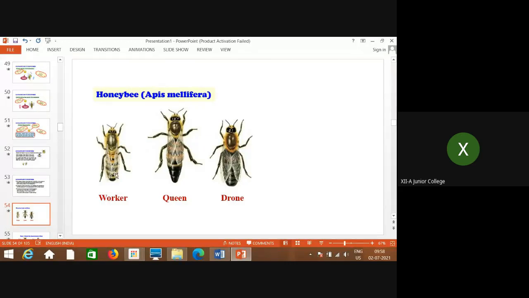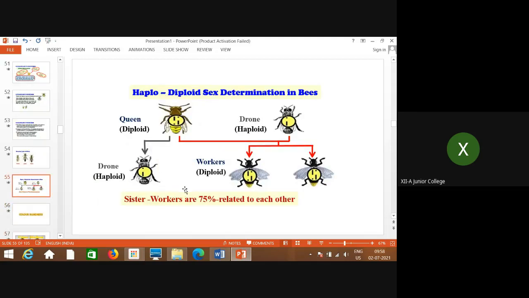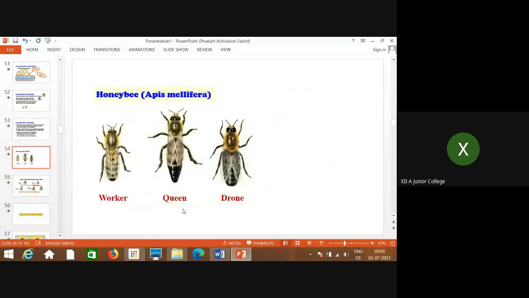Just remember that in case of honeybees, this is the queen, diploid, this is the worker, also diploid. The queen and worker are decided by the type of food they eat, and the drone is the male. So the male has only 16 chromosomes and the females have 32 chromosomes, and this is haplodiploid sex determination in bees. Queen is diploid, drone is haploid, and this drone shown here results in the diploid workers also. And when the drone mates with the queen, as I told you, sister workers are 75% related to each other. Just remember that the haplodiploid state is observed in honeybees. I will stop here.